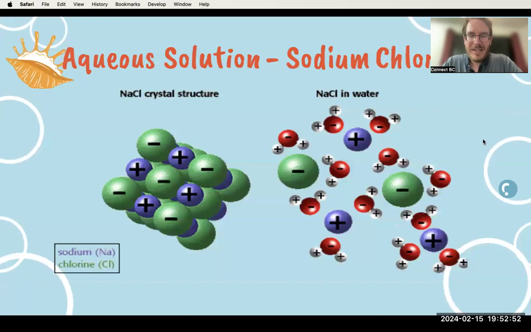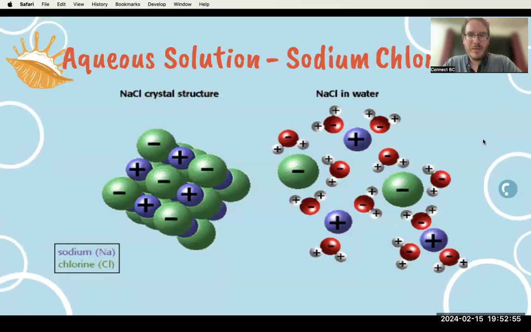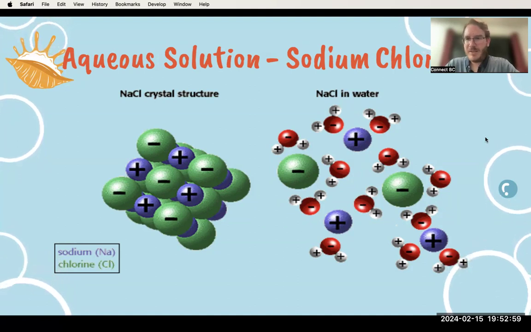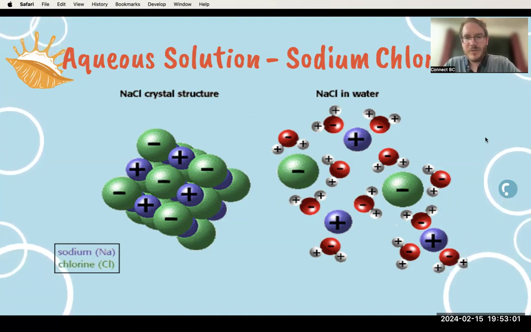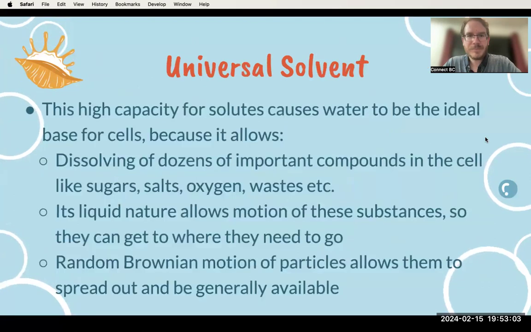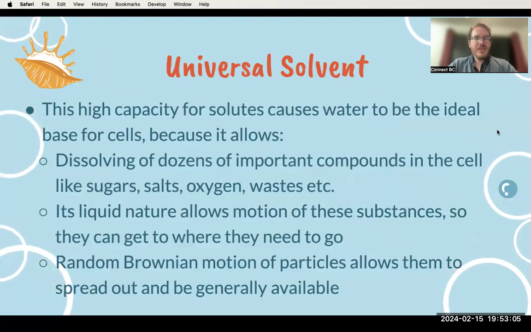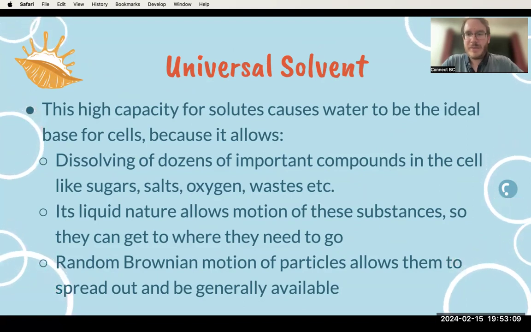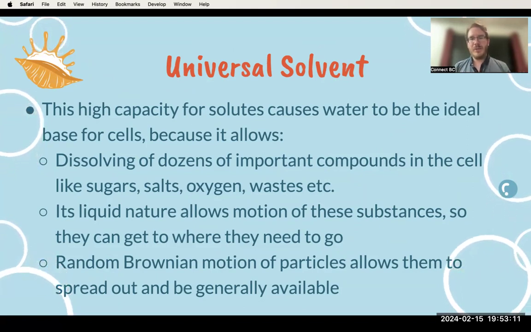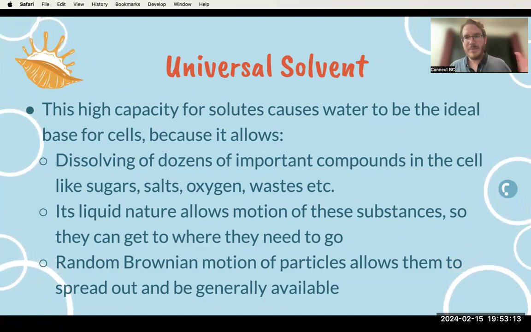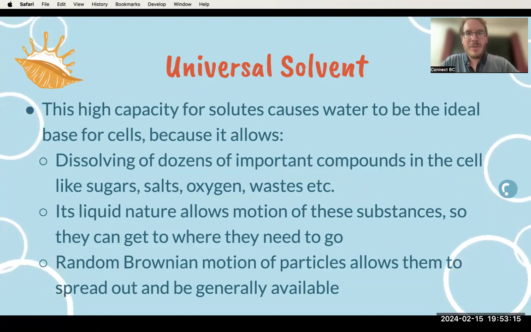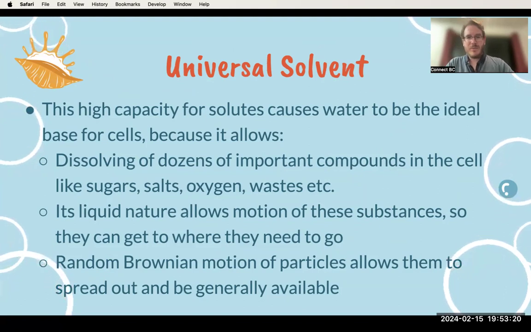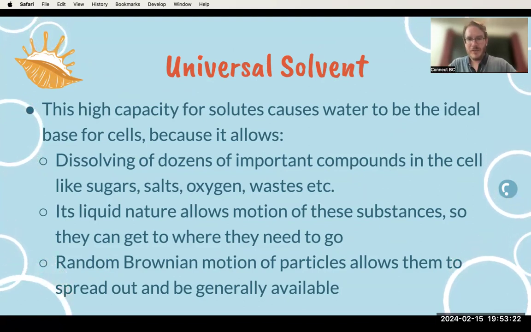And so that chemistry is what allows water to be what we call a universal solvent. It's really good at having things dissolve in it. And it's all because of those charge properties. And so this is really helpful because it allows water to be the basis for cells. You may have heard that your body is made up of basically 70, 60% water, thereabouts. It's because our cells are made up of roughly that much water. Why? Because water is helpful for moving stuff around.